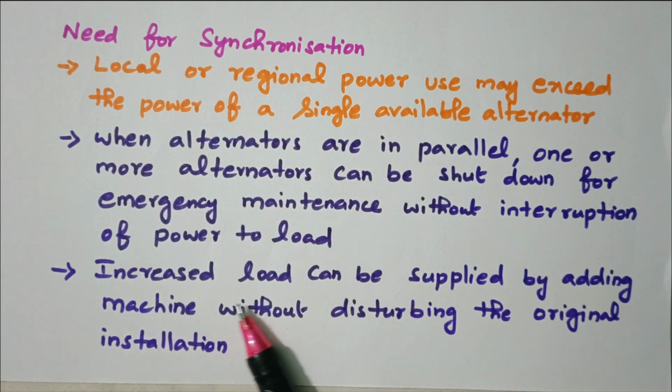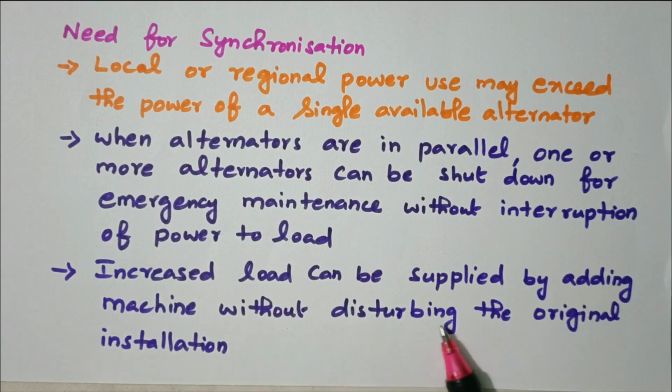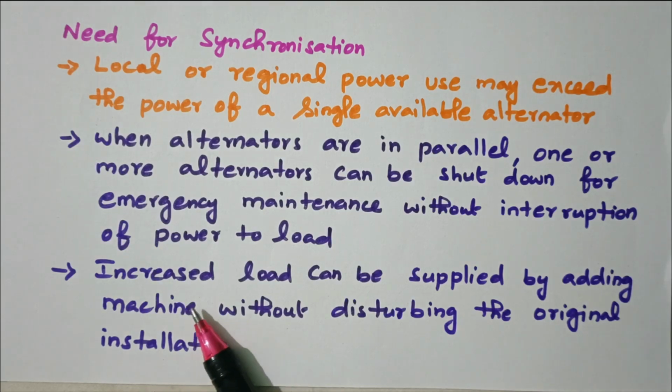Third one, increased load can be supplied by adding a machine without disturbing the original installation. So when the load is increased, for example during the evening peak hours, the load will increase. At that time we can add one more alternator in order to meet the load without disturbing any original installation. That is the need for this synchronization.